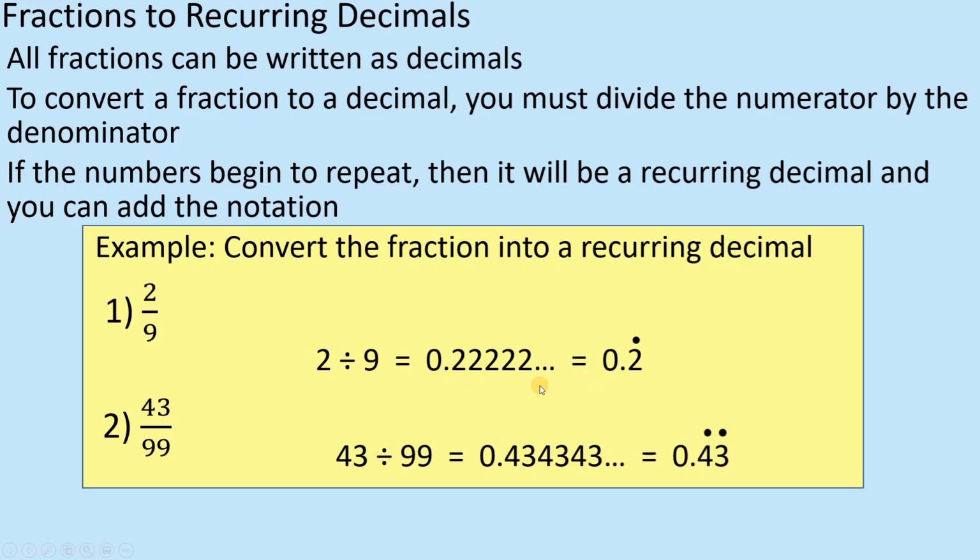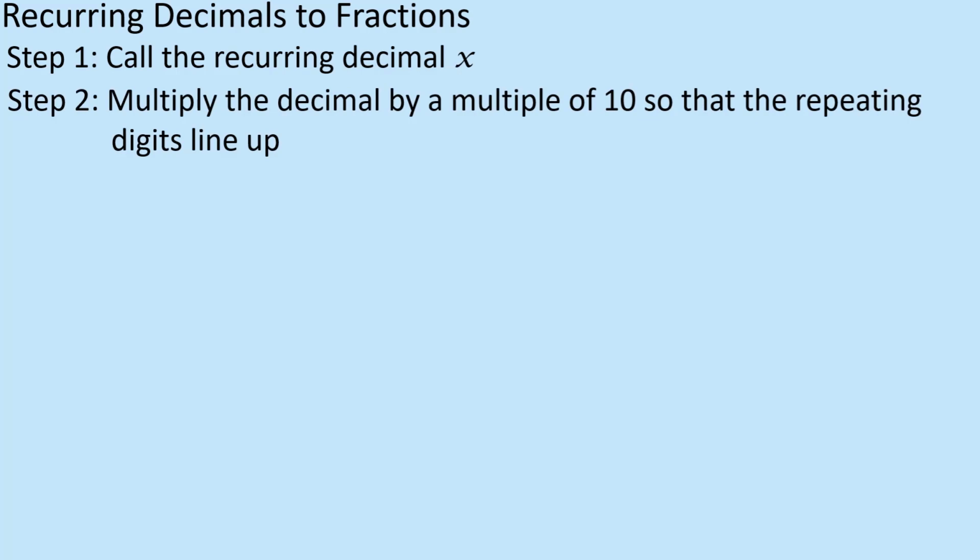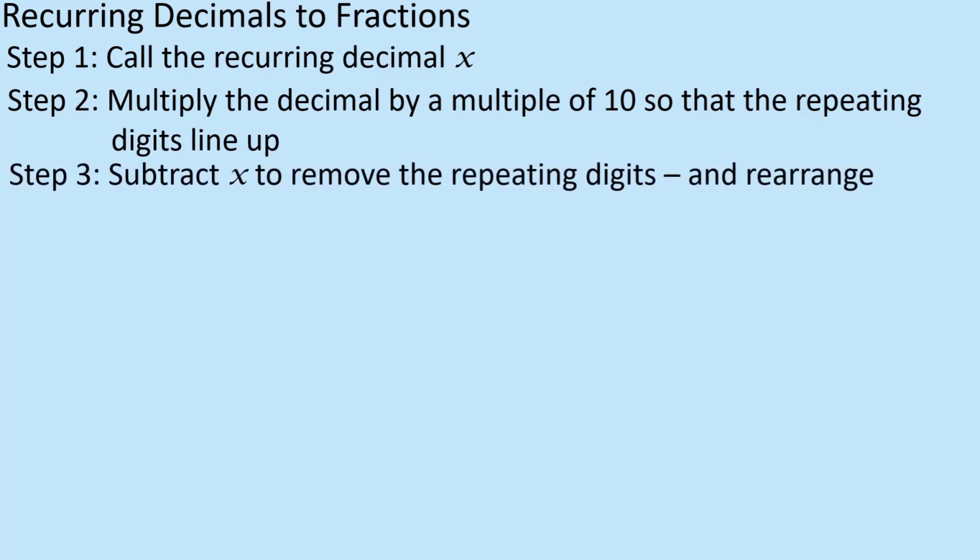All right, so decimals to fractions. Okay, so this is the trickier one. Call the recurring decimal x and then multiply the decimal by a multiple of 10 so that the repeating digits line up. I'll go through that in a second, and then subtract x to remove the repeating digit and rearrange.